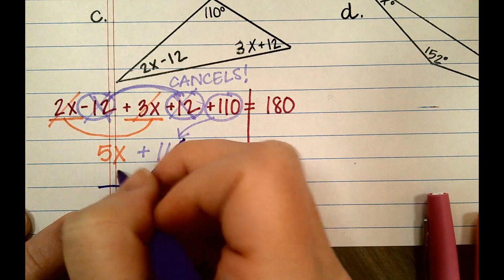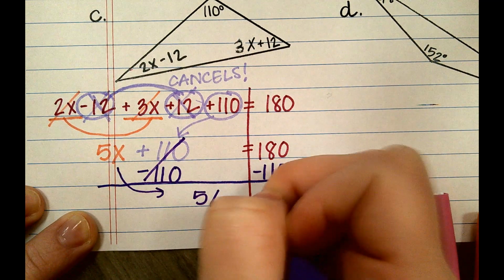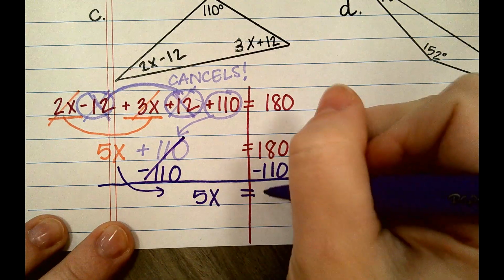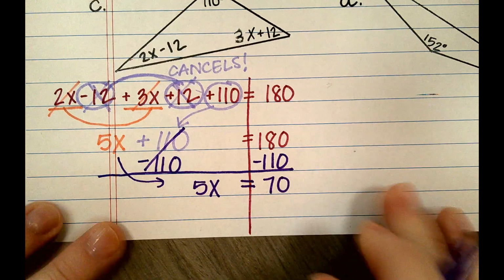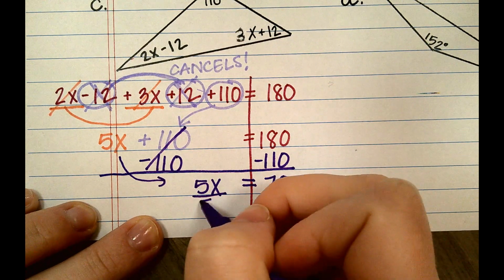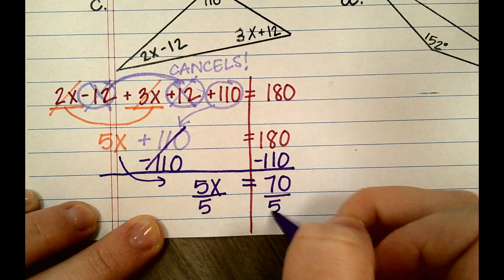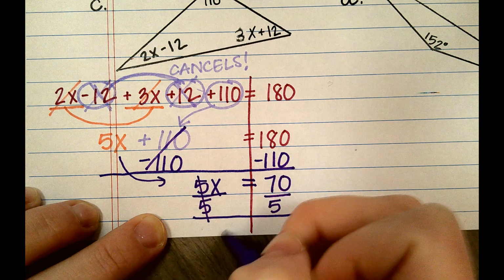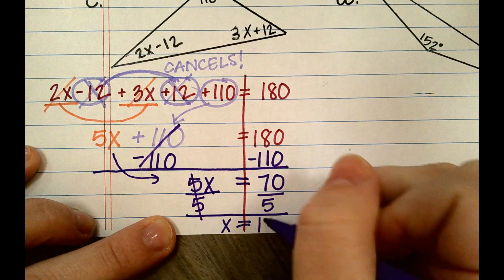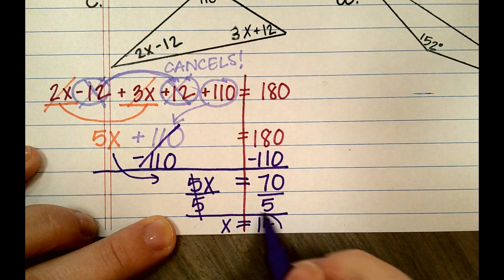So bring down 5x equals, 180 minus 110 is 70. Okay, 70. And one more step. Divide by 5. And your x equals 14. Perfect. x equals, you said 14? Yeah. Good. 70 divided by 5, that is 14. Excellent.